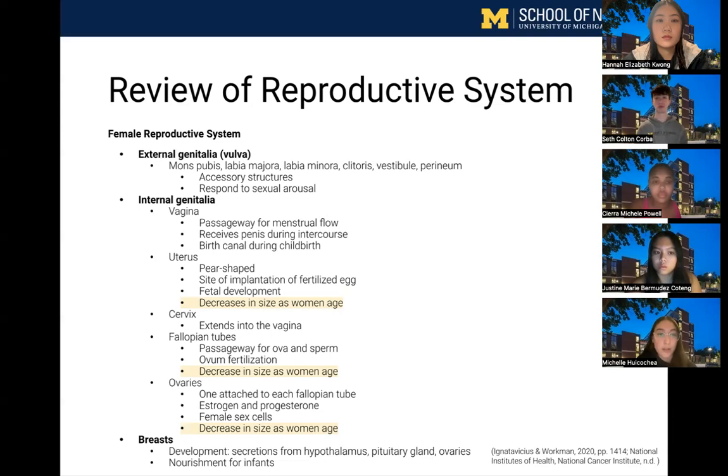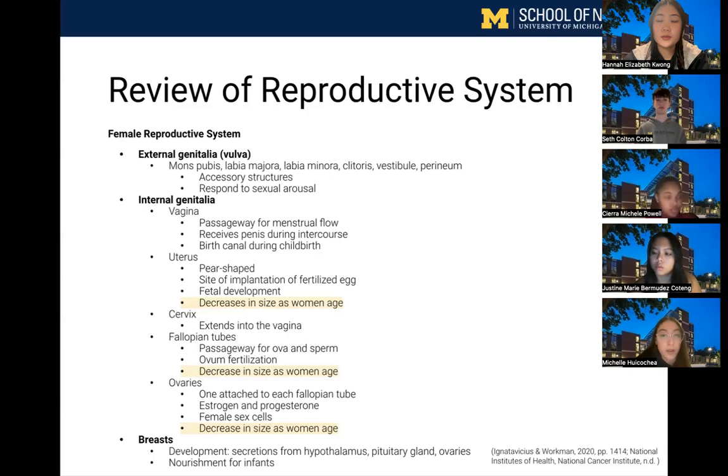Next is the internal genitalia, which includes the vagina, uterus, cervix, fallopian tubes, and the ovaries. The vagina serves as the passageway for menstrual flow, also for the penis during sexual intercourse, and it serves as the birth canal during childbirth. Next is the uterus. It's a pear-shaped structure. It is where the fertilized egg implants to the lining of the uterus, and it's also where the fetus develops.